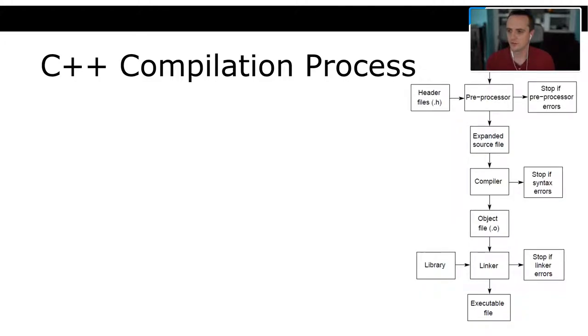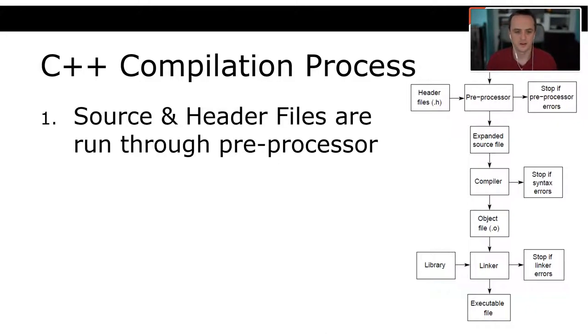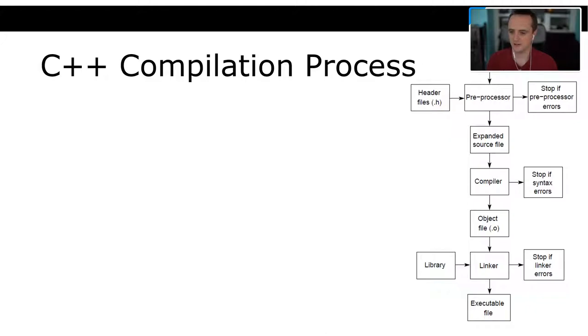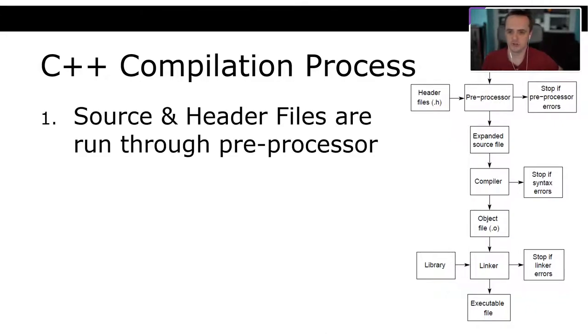Okie dokie. So, the C++ compilation process, in theory, is complicated, but in practice, is simple. Okay? So, step one, the source and header files are run through the preprocessor. So here you have some header files, you have some source files, and you run them through the preprocessor. If there are any errors on the preprocessor side of things, for example, if you said, hey, go include this file, but the file doesn't exist, that will create an error at the time of the preprocessor, okay?